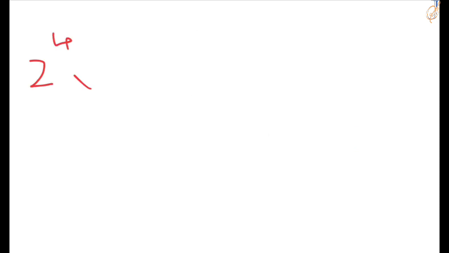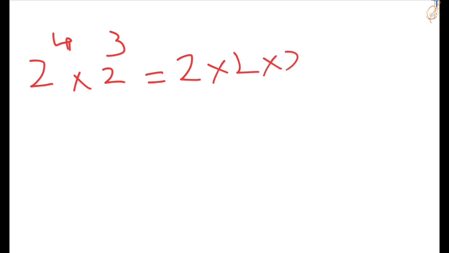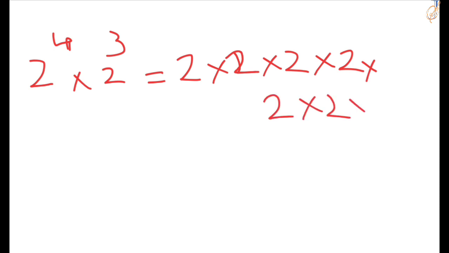2 power 4 times 2 power 3. How can you solve this? We have to write the number 2 four times. So 2 times 2 times 2 times 2. Then multiply. 2 power 3 is nothing but we have to write the number 2 three times. 2 times 2 times 2. So the total is 1, 2, 3, 4, 5, 6, 7. So that means 2 power 7. And it will take a long process. So it is not good to solve the problems this way.